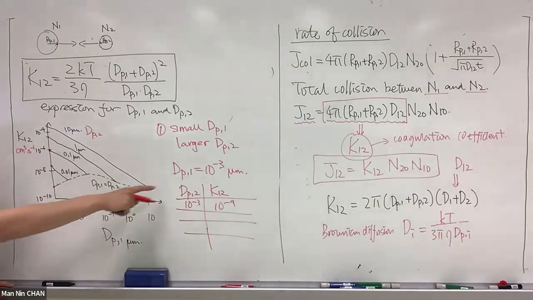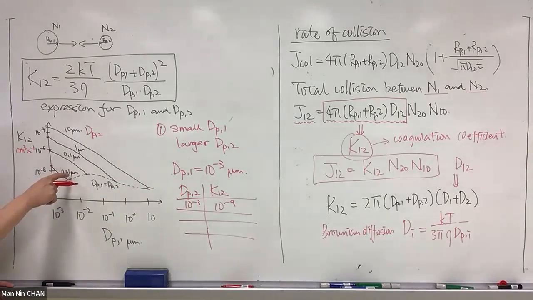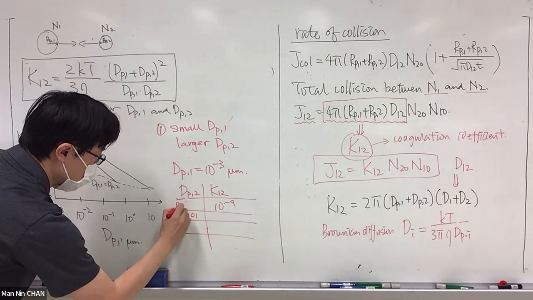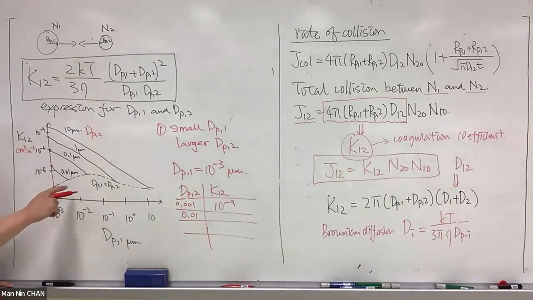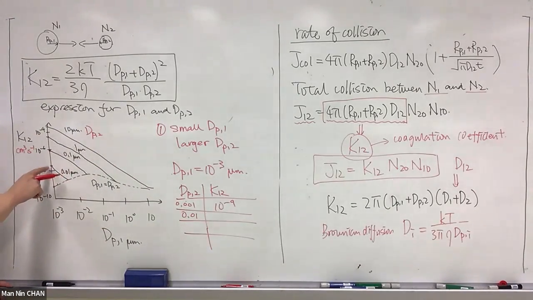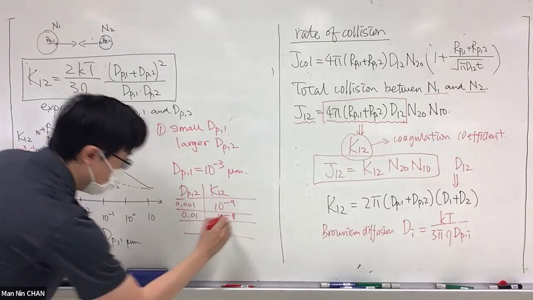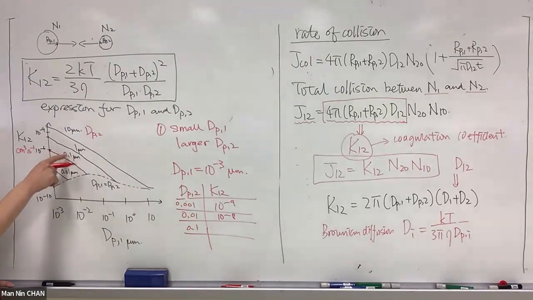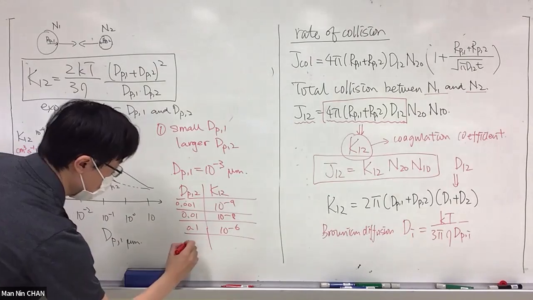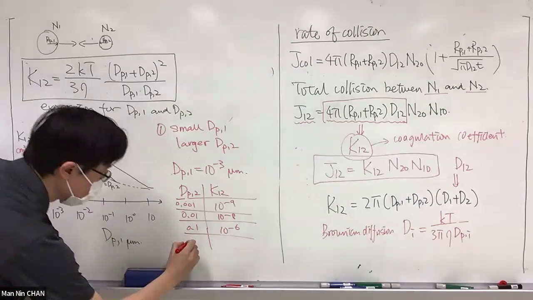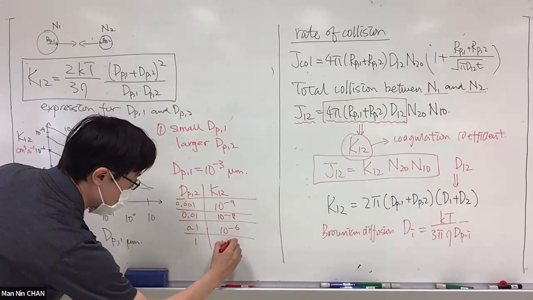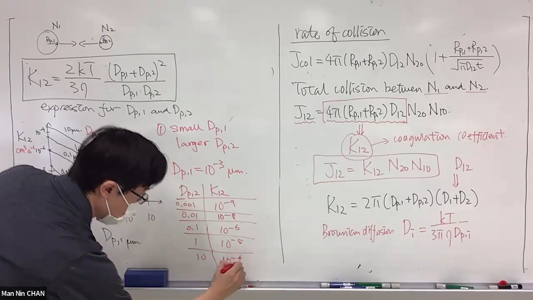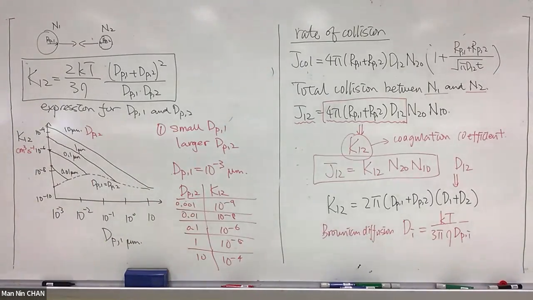If my dp2 now becomes 0.01, the value can be maybe around 10 to the power minus 8. Don't worry about the exact value. But if you go to a larger value, say 0.1, 10 to the power minus 6, and then for 1, maybe you can say 10 to the power minus 5, and then for 10, 10 to the minus 4. Okay.